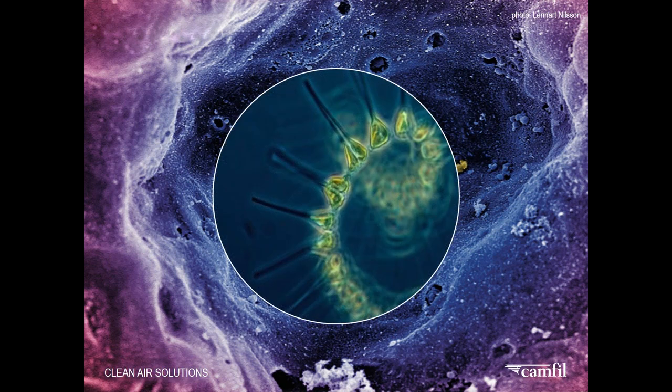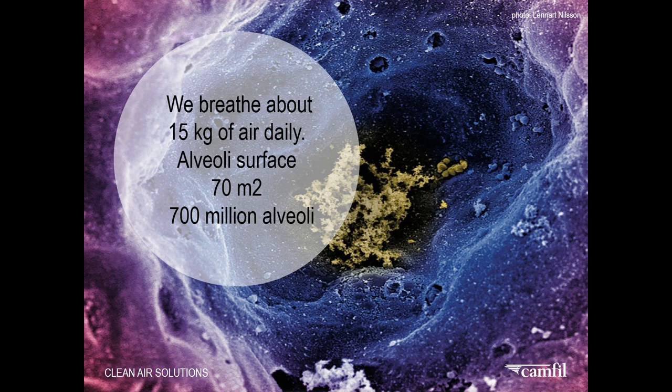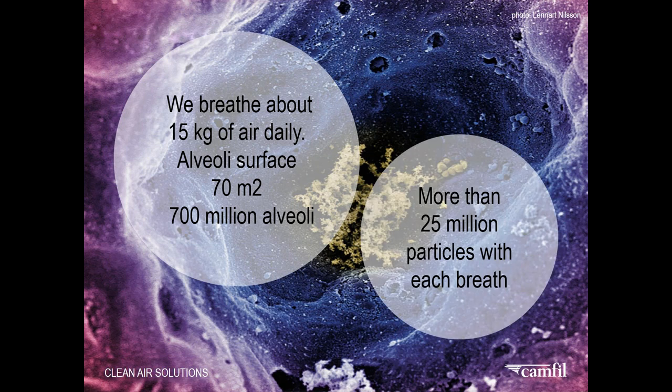This organism, phytoplankton, is really a savior for us humans. It produces nearly 75% of all oxygen on Earth, living under the ocean surface. We have around 700 million alveoli in our body, and the surface is in total 70 square meters. In one breath in an urban area, in normal outdoor air, we breathe around 25 million particles.